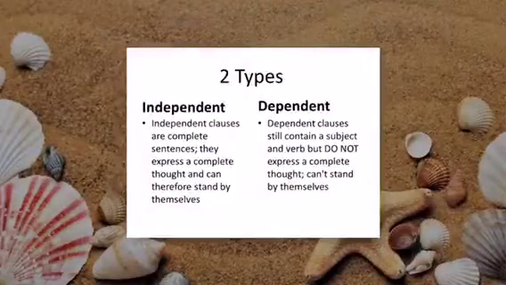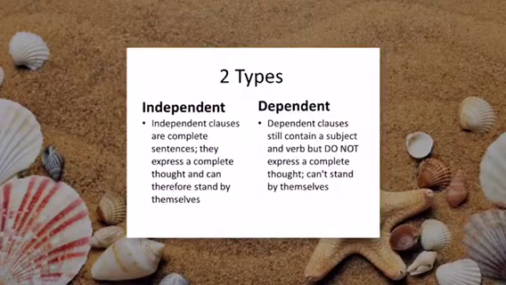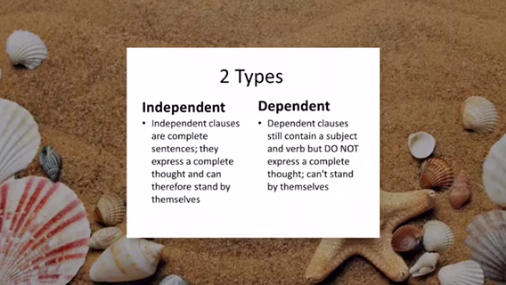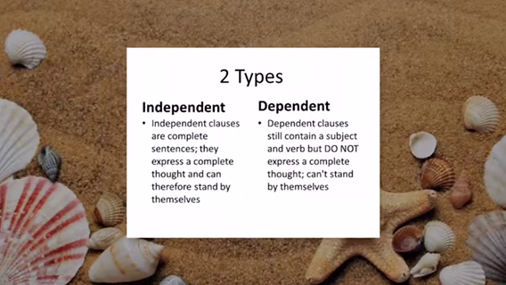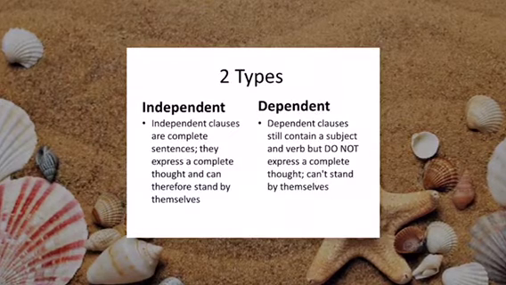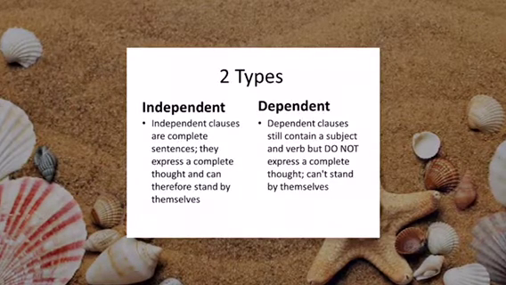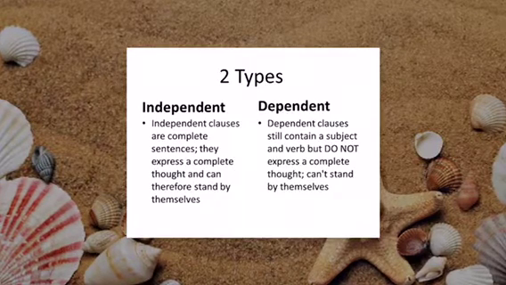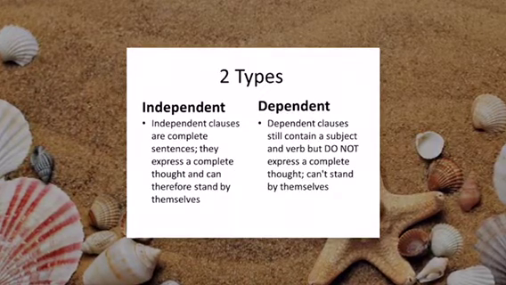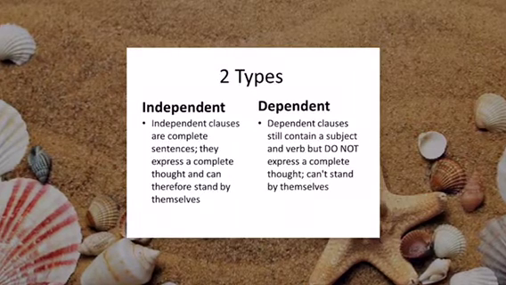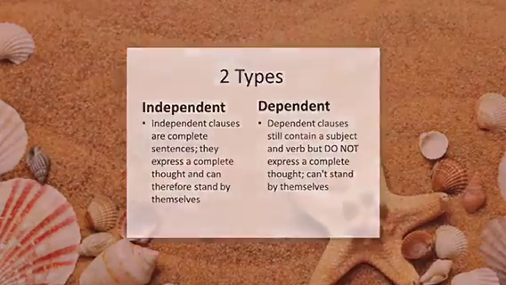Now there are two different types of clauses, independent and dependent. Independent clauses are complete sentences. They express a complete thought and can therefore stand by themselves. Dependent clauses, on the other hand, still contain a subject and a verb, but they do not express a complete thought, which means they can't stand by themselves. You can remember that independent clauses can stand by themselves because America has its independence, meaning it can stand by itself as a free country.